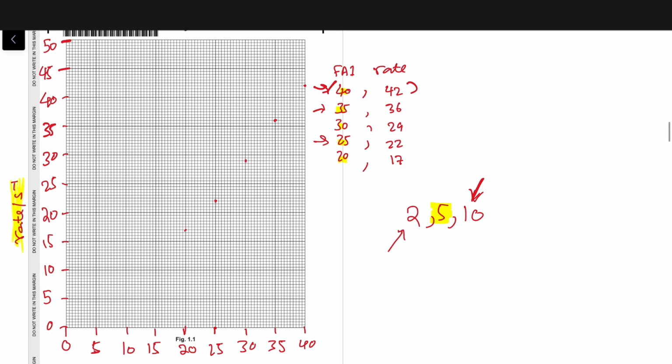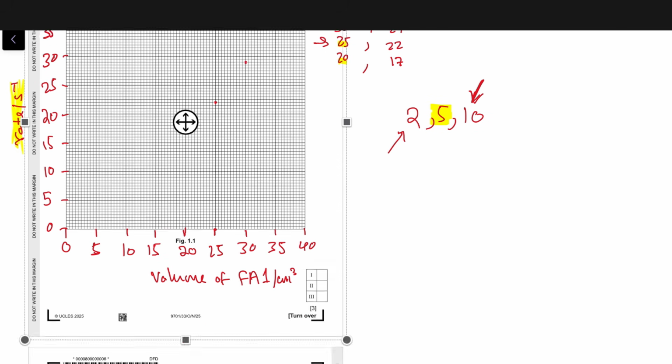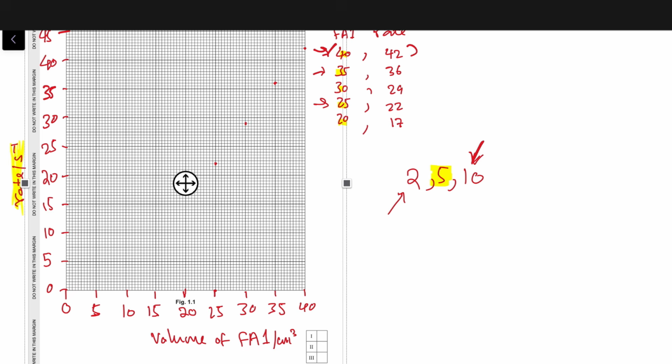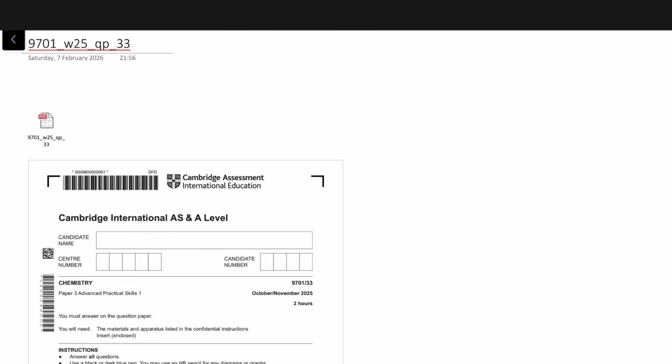Now, as you can see, there seems to be a straight line trend, and there doesn't seem to be any anomalous points, but if there was one here, for example, we would just ring it and not include it in our line of best fit. So since it looks like it's going to be a line, I'm just going to draw a line that passes from this point to this point. Oh, that doesn't seem quite right. Sorry, one second. I'll try and get it as accurate as I can.